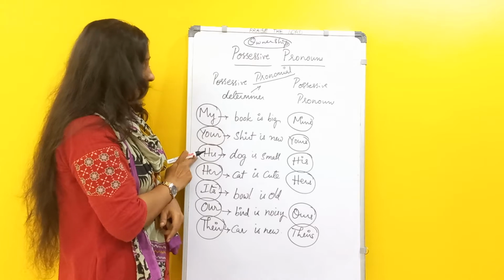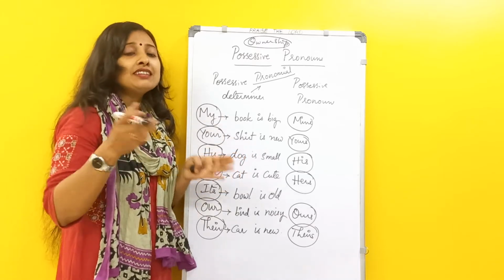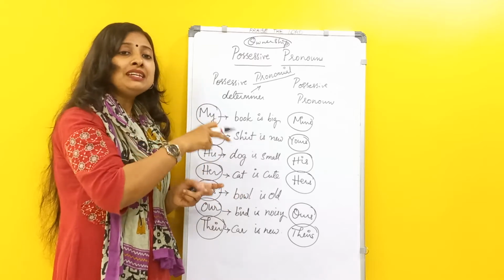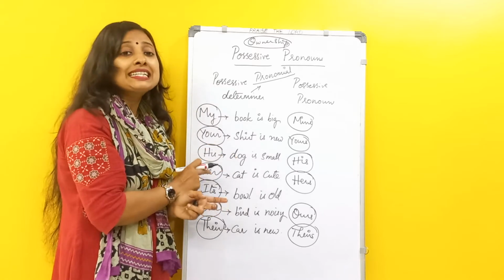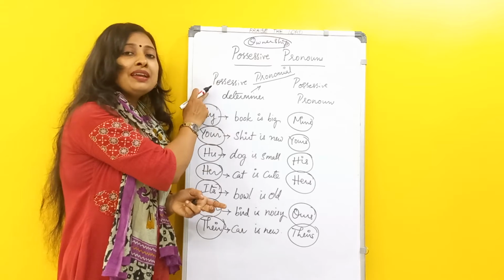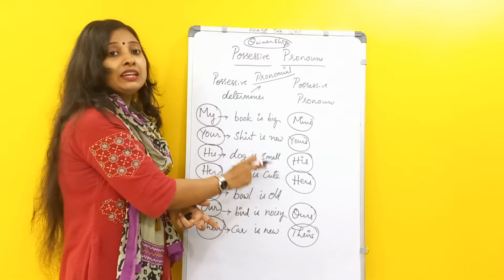Right? Similarly, his dog is small. We are trying to talk about the dog here. Whose dog? His dog. So that means it is about him. It is about the ownership. But it is describing something here. So it is a describing word. So it is becoming a possessive adjective again. His dog is small. Okay.